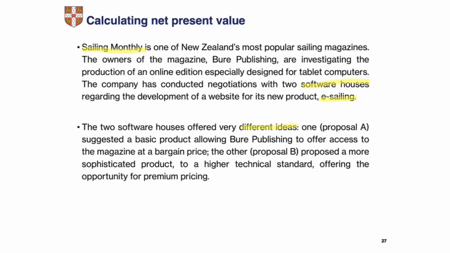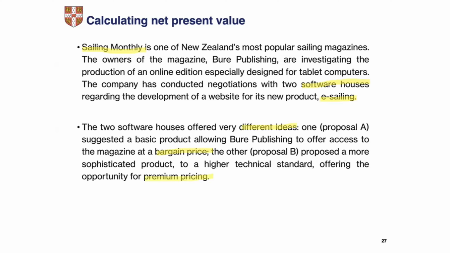Proposal A suggested a basic product allowing Bureau Publishing to offer access to the magazine at a bargain price. Then the other proposal, B, proposed a more sophisticated product. Obviously, a more sophisticated product will be expensive. Here, it says at a bargain price, meaning at a good price. But the other one proposed a more sophisticated product to a higher technical standard, offering the opportunity for premium pricing.